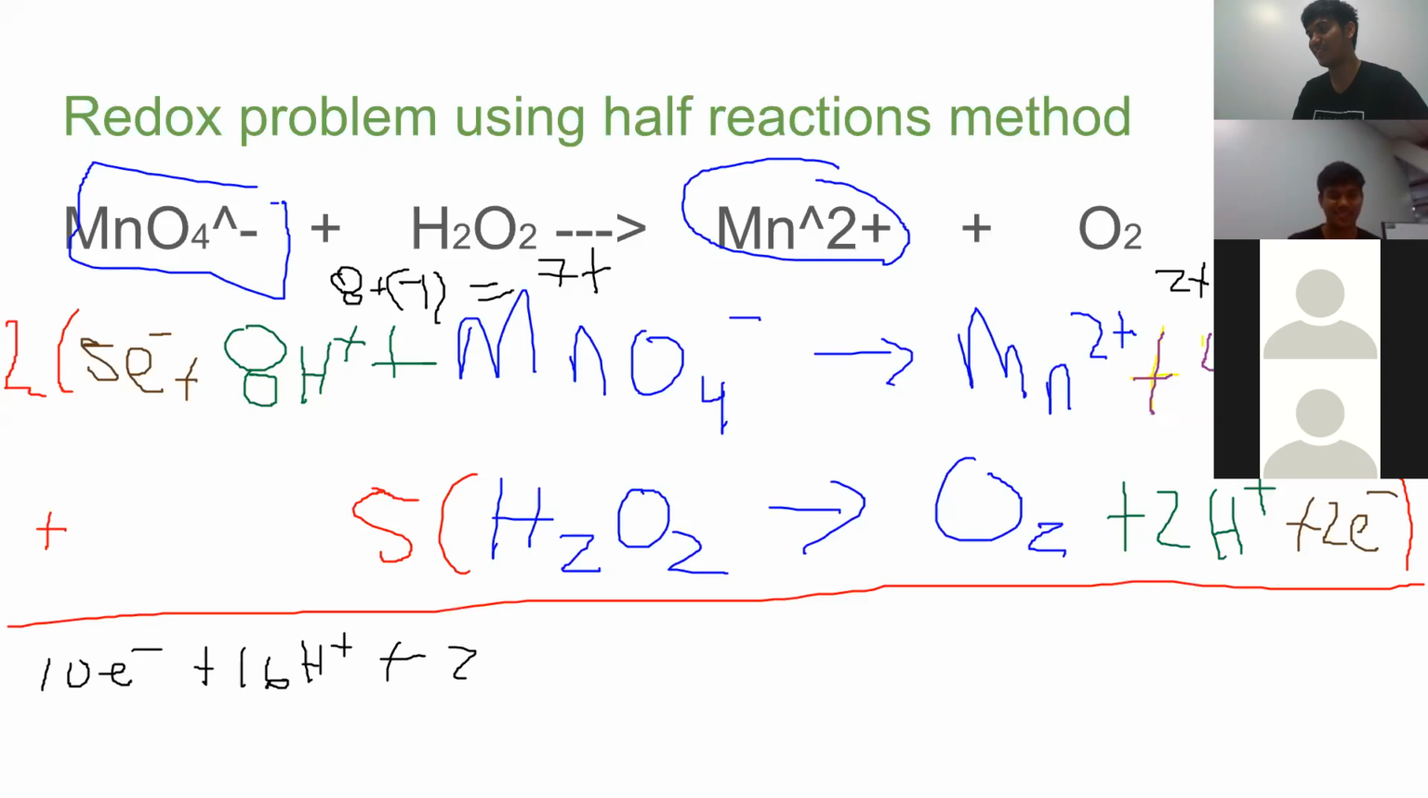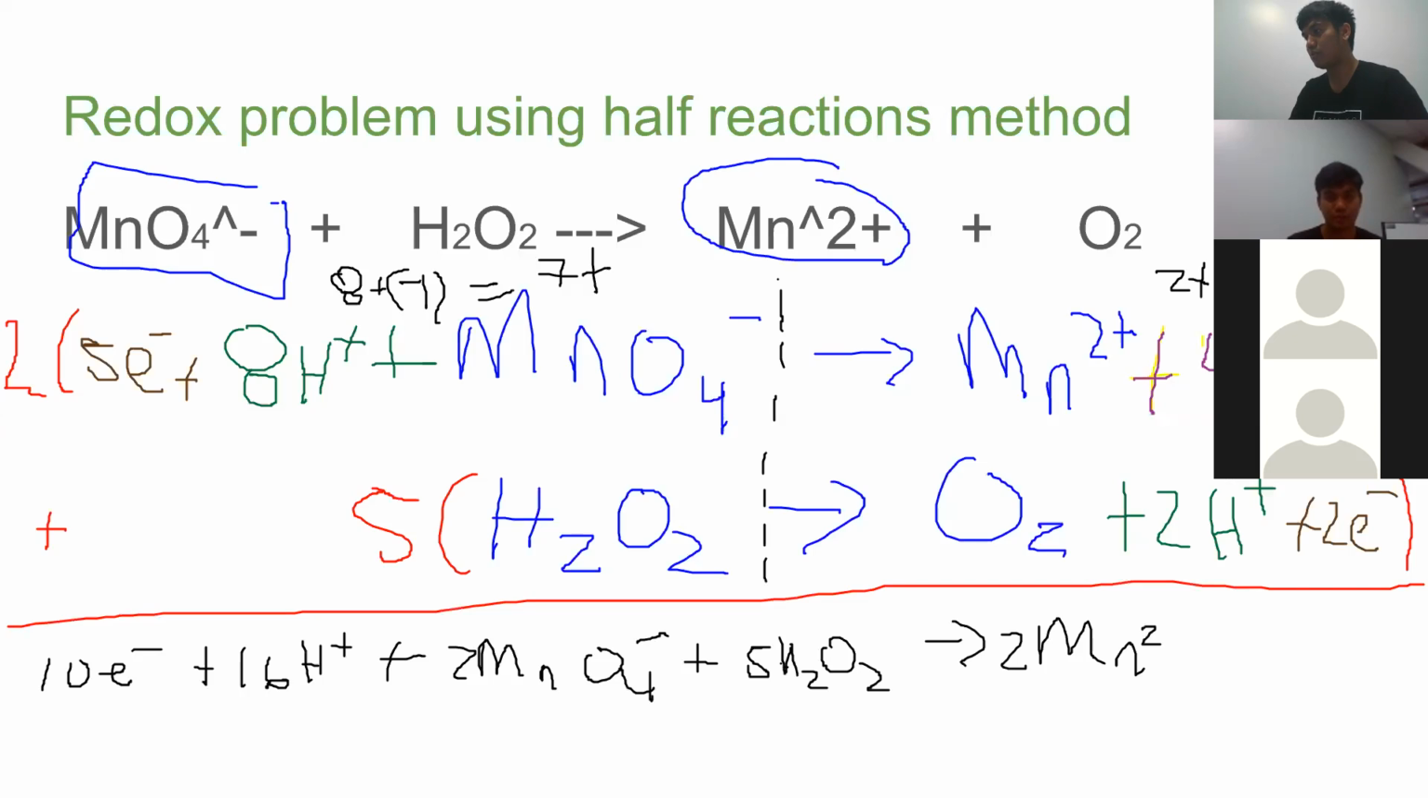10 electrons plus 16H+ plus 2MnO4-. Make sure that you include everything on the left. So plus 5H2O2 produces 2Mn2+ plus 8H2O plus, I can't count, 5O2 plus 10 electrons.